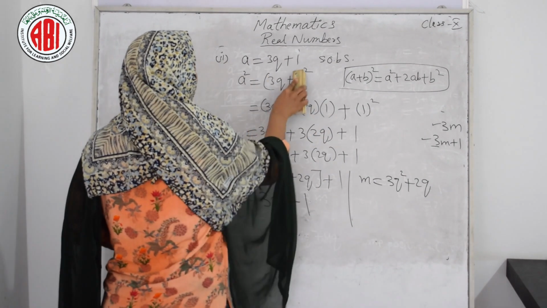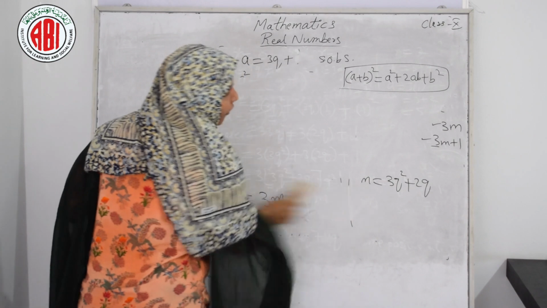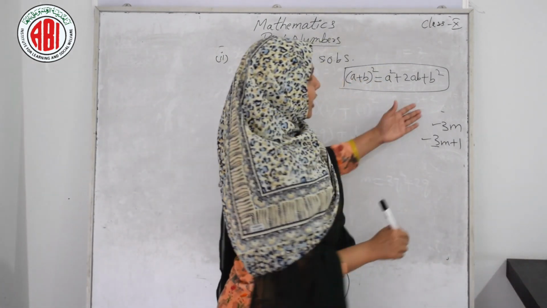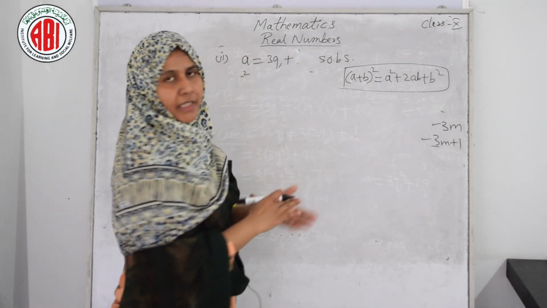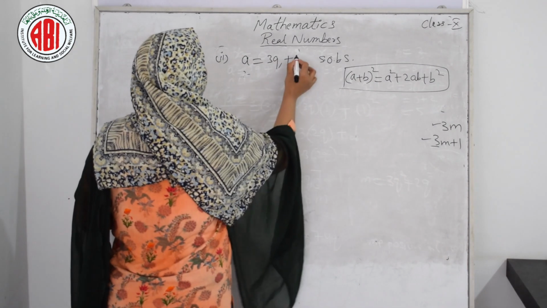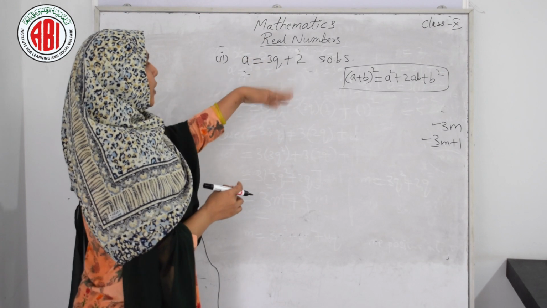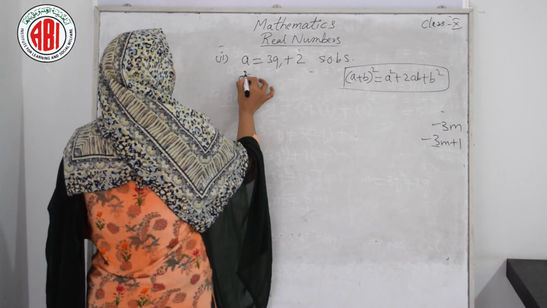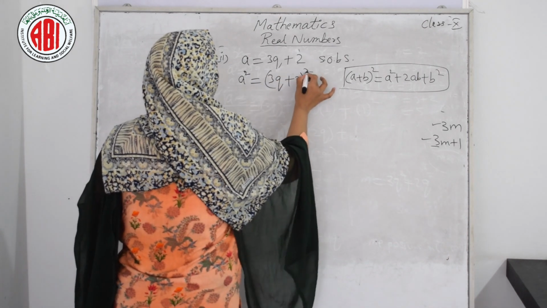Now using remainder 2. Already we got the answer. The answer is finished over here. So the square of a positive integer comes in the form of 3m or 3m plus 1. But because remainder 2 is also left, we can do it for remainder 2 also. a is equal to 3q plus 2. We are doing for a equals 3q plus 2, where a is a positive integer. Apply square on it. a square is equal to 3q plus 2 whole square.